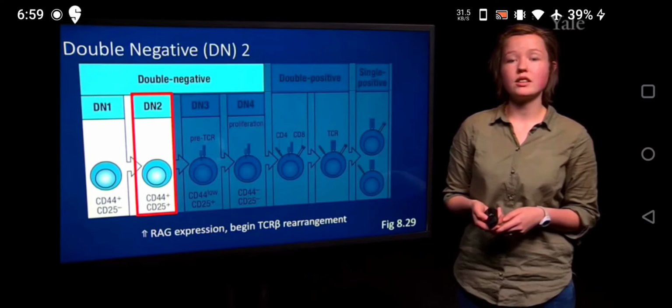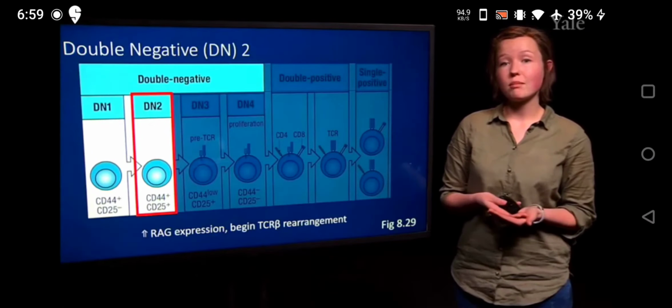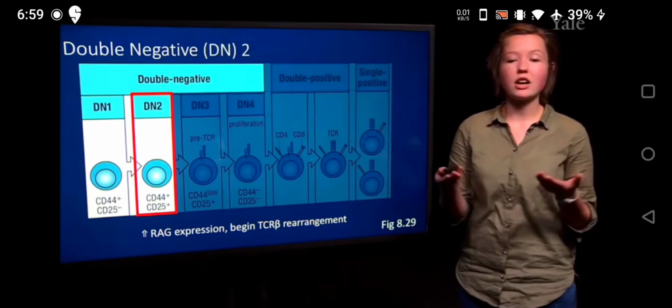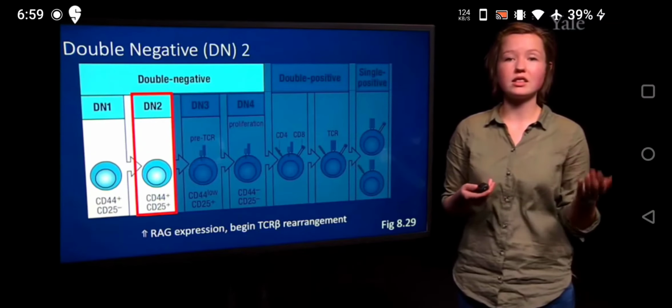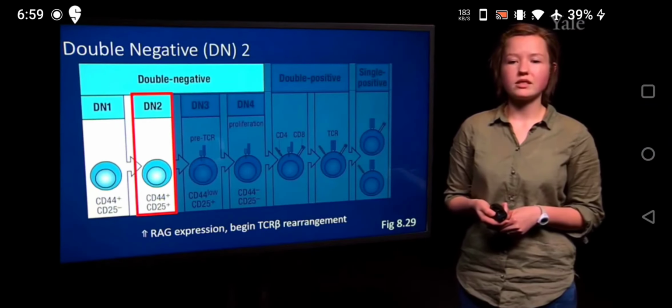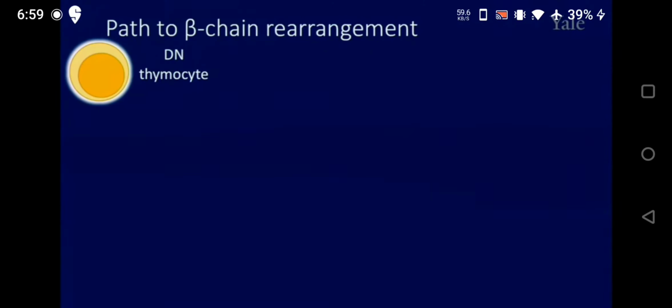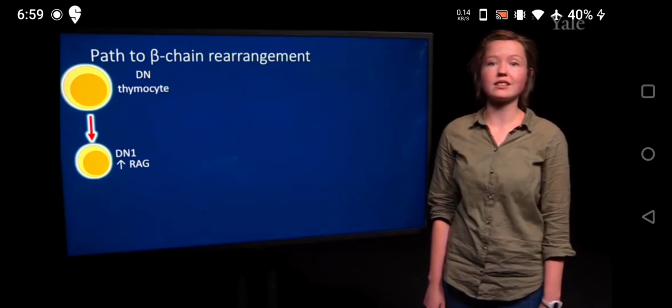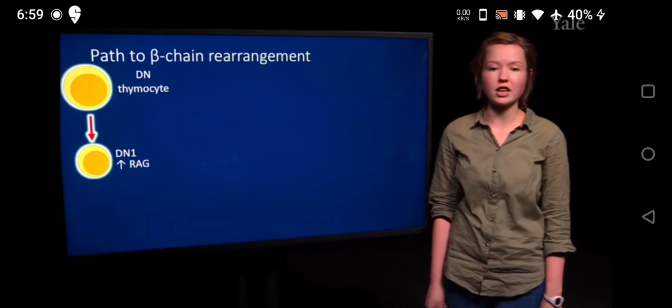Then we move to the double negative 2 stage after committing to T cell development. This is the stage at which RAG expression will increase, and so the TCR beta rearrangement can proceed. Okay, so at this point, we are going to walk through the path towards beta chain rearrangement. Here we start with our double negative thymocyte, meaning it doesn't express either co-receptor. And during the DN1 stage, this is when we increase RAG expression in preparation for VDJ recombination that is necessary to recombine the beta chain.